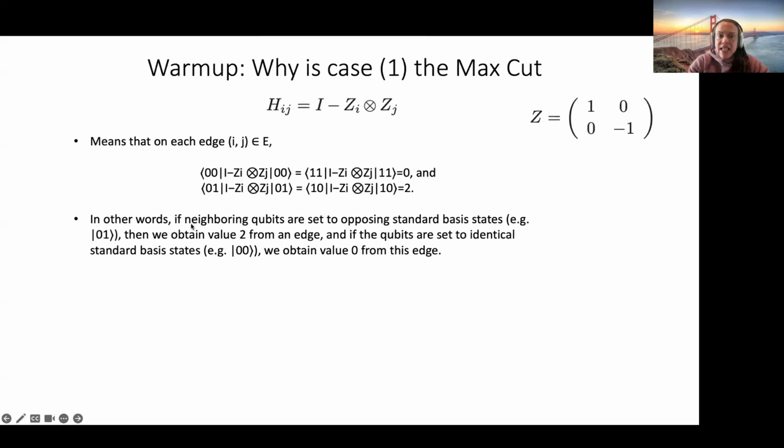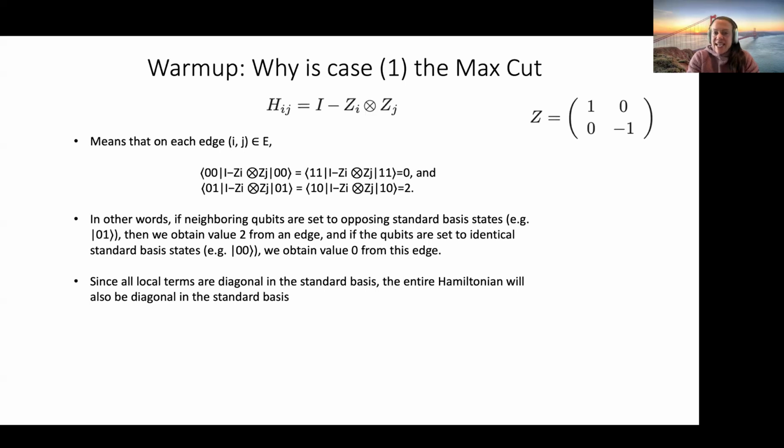What does that mean? If 2 qubits that are connected by an edge are set to opposing standard bases, 0,1 or 1,0, then we obtain a value 2 from the quantum constraint on this edge. And if the qubits are set to identical standard bases, 0,0 or 1,1, we obtain a value 0. So that starts to sound a lot like cutting. If you put them on the same side, this term doesn't contribute anything. If you put them on opposite sides, this term contributes 2.